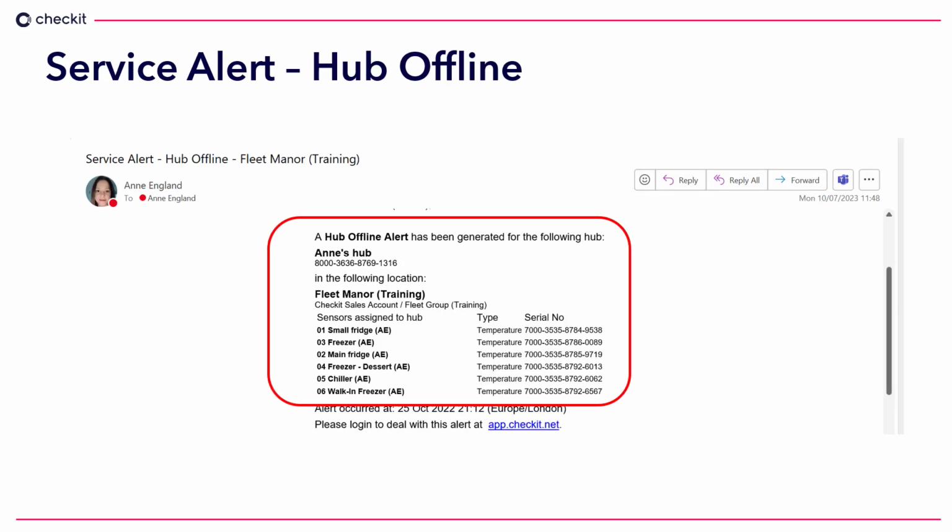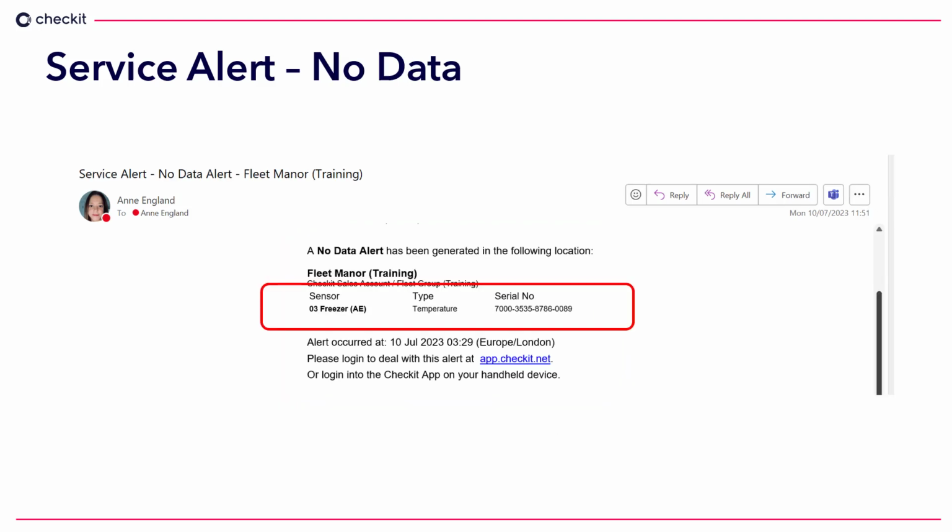A service alert email will tell you one of two things. A hub offline alert will tell you the name of the hub that's offline and the name of the sensors that are linked to it. A no data alert will tell you the name and serial number of the sensor that can't communicate to the hub.